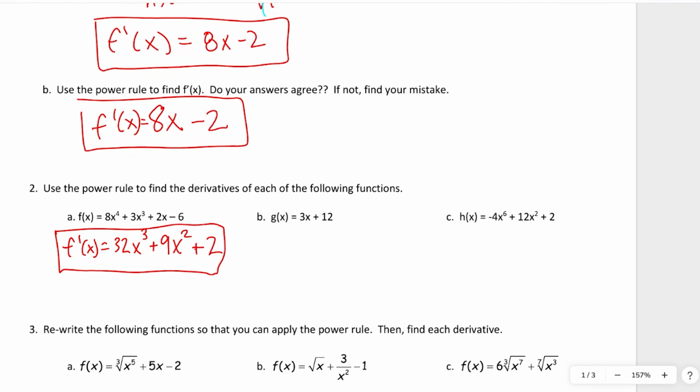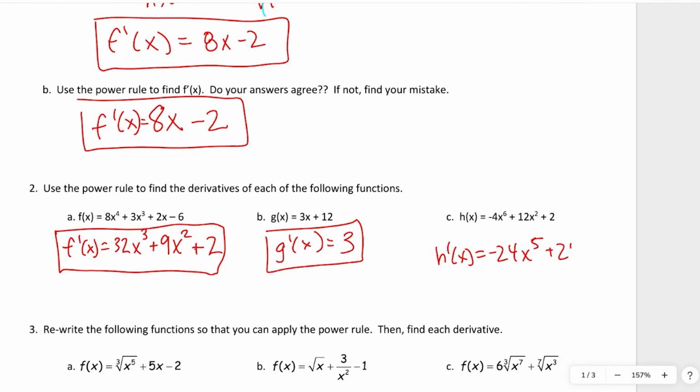For b, we just have a linear function. So you should already know how to find the slope here without even using the power rule. The slope of any linear function is going to be the coefficient of x, so that's just 3. And for part c, h prime of x is going to be negative 24x to the 5th plus 24x, and then the derivative of 2 is just 0. So here's our derivative equation for h.